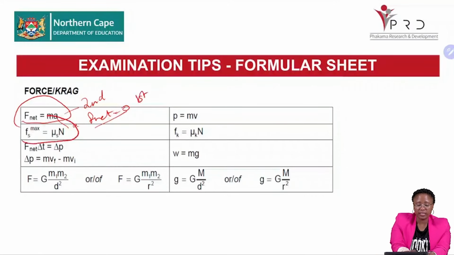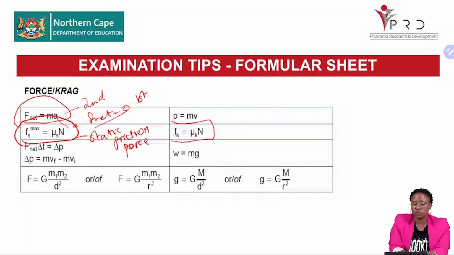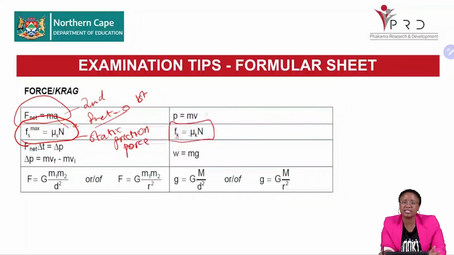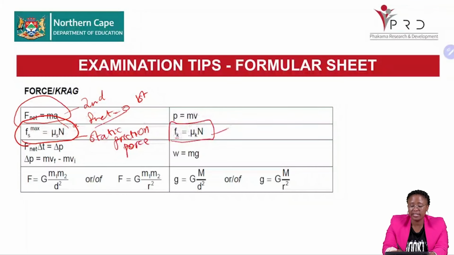Now, you will be using this formula, f_s max = μs N, the coefficient of static friction multiplied by the normal force, when you are calculating static friction force. Now here, which equation do I use? This one I'll be using as you can see, they are almost similar. They are both formulas for friction. The difference is that the one is for static friction, while the other one is for kinetic friction. So this one is for kinetic friction force. Very, very important.